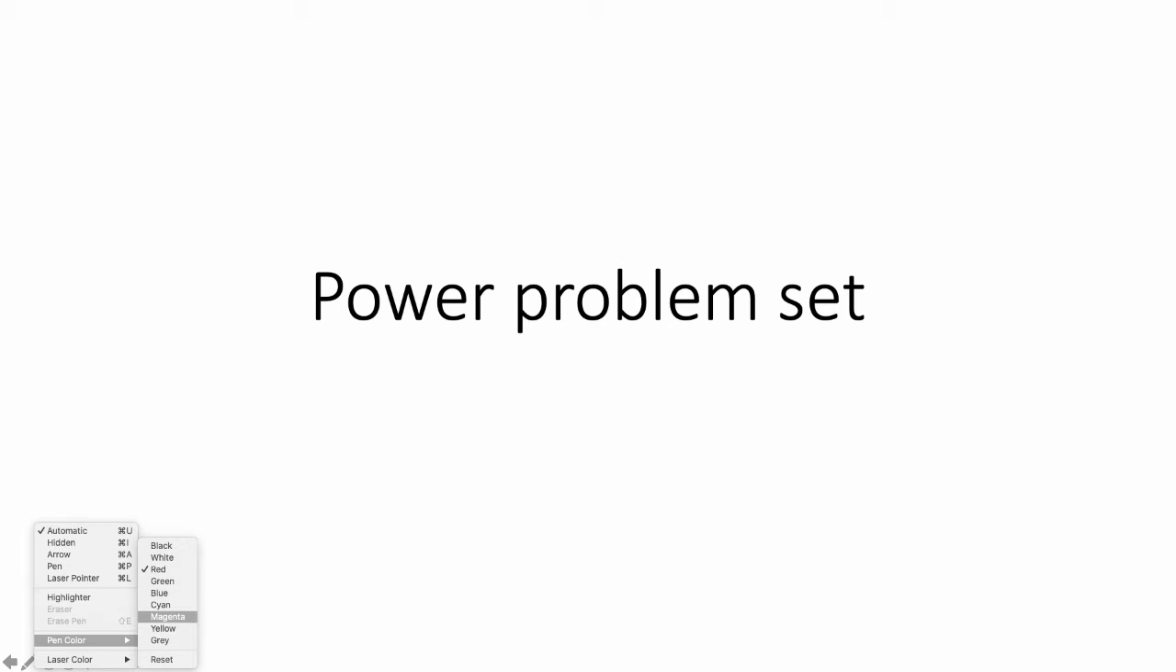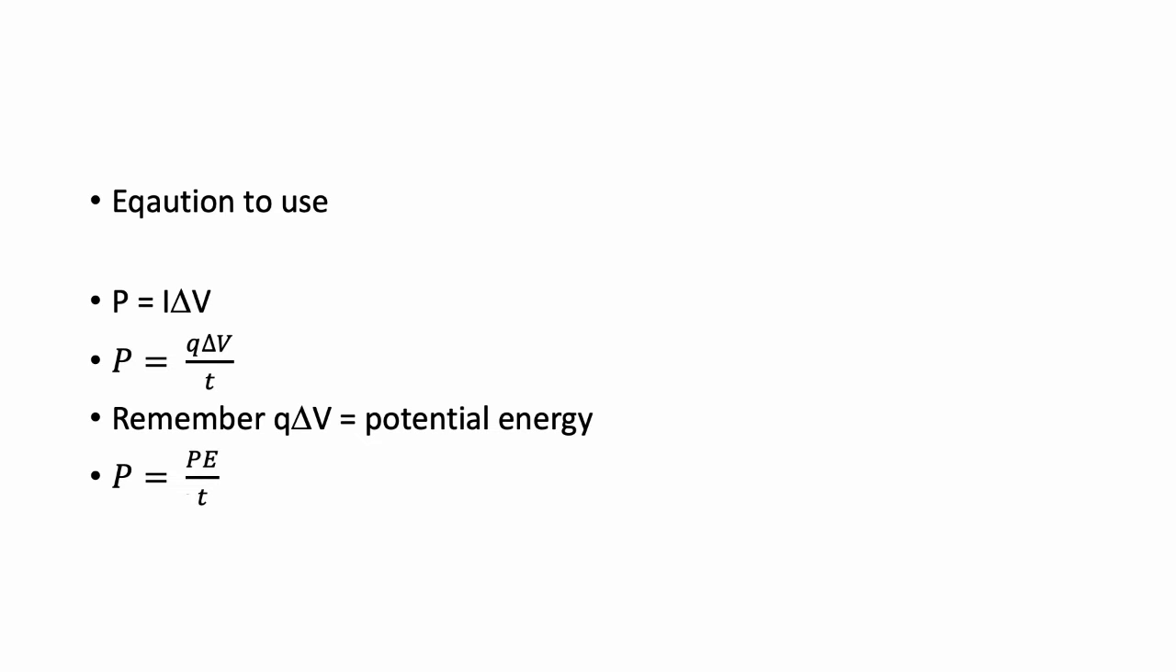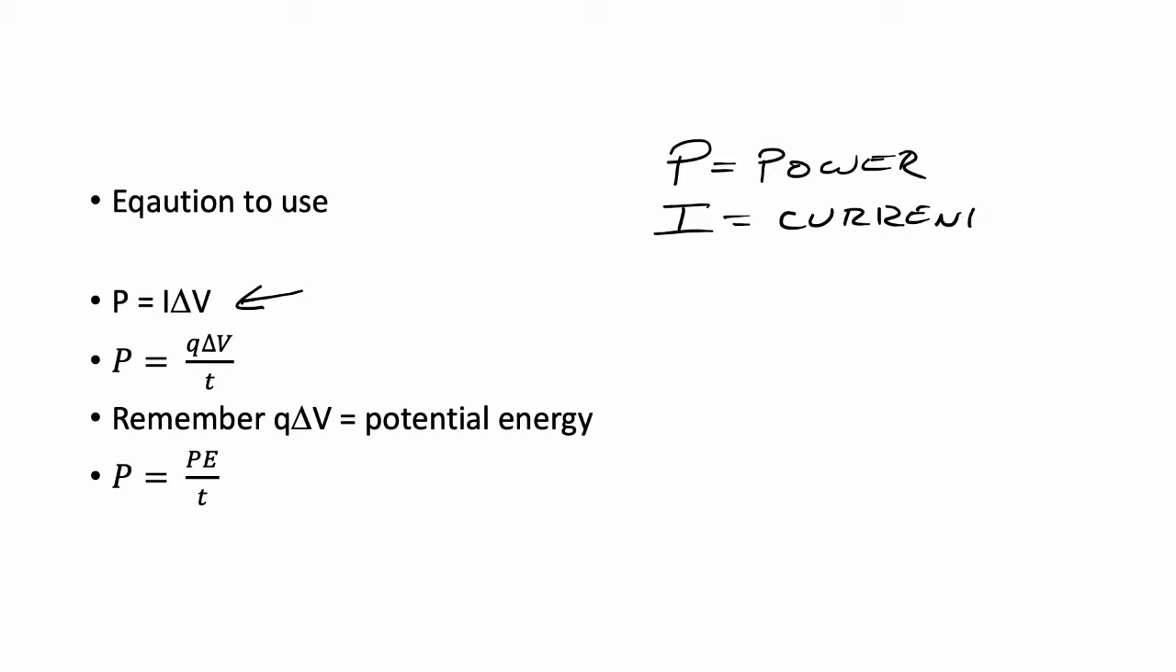Today we're going to talk about the power problem set. Let me get to a pen that we can use. All right, so this is for the power calculation problem set. We're going to use one of these three equations that I talked about in the lecture series, but this right here is power is equal to current times the change in the potential difference or the voltage. So in all this, P is equal to power. I is current, and we'll use this more in the next chapter that we're going to cover.